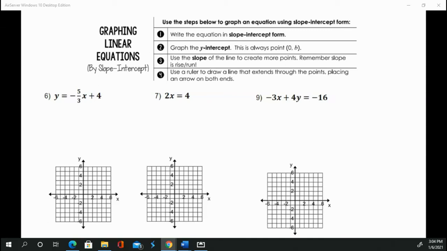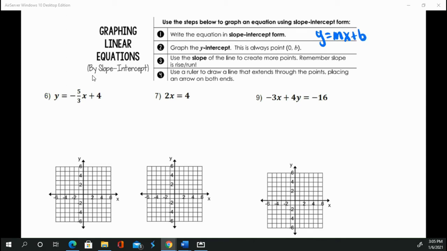This is the Jamboard practice assignment for 3-5, graphing linear equations in slope-intercept form. I've included the steps at the top of each slide to remind you the steps that we need to take in order to graph each linear equation. Step 1, we want to make sure the equations are written in slope-intercept form. That's the form y equals mx plus b.